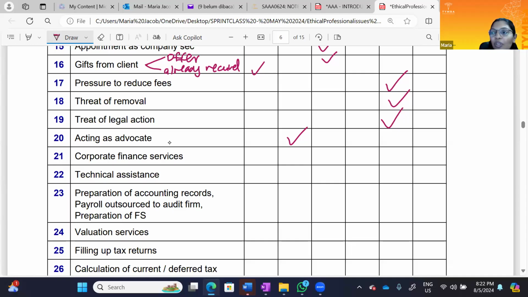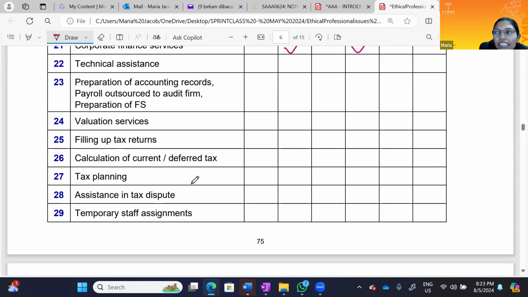Now we're going to look at non-audit services. If you are providing corporate finance services, what can happen? For example, it's going to be self-interest, yes, you go and help them on planning their finances. It might be a self-review threat and it also can give rise to an advocacy threat. If you're providing some kind of technical assistance, what will be the threat? Technical assistance.